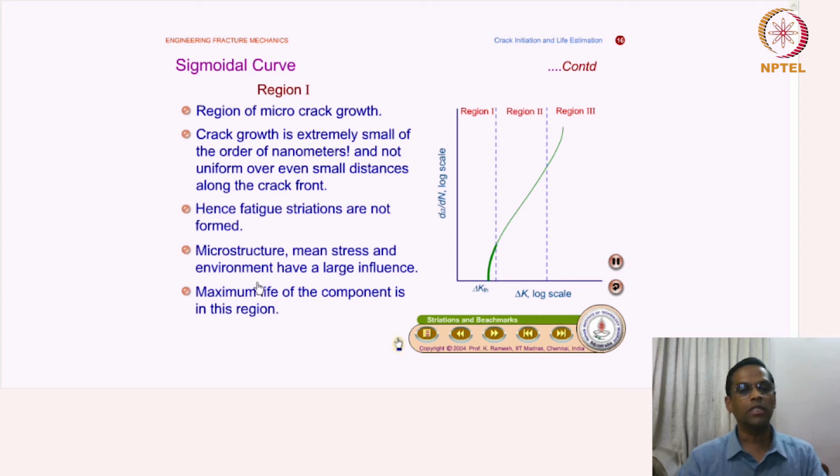Microstructure, mean stress, and environment have a large influence in this region. Very important point to know. Maximum life of the component is in this region. So the maximum life is crack initiation. That's what we have just seen a couple of slides back. So the maximum life of the component is spent to reach the delta K threshold. That's an important point. Note.